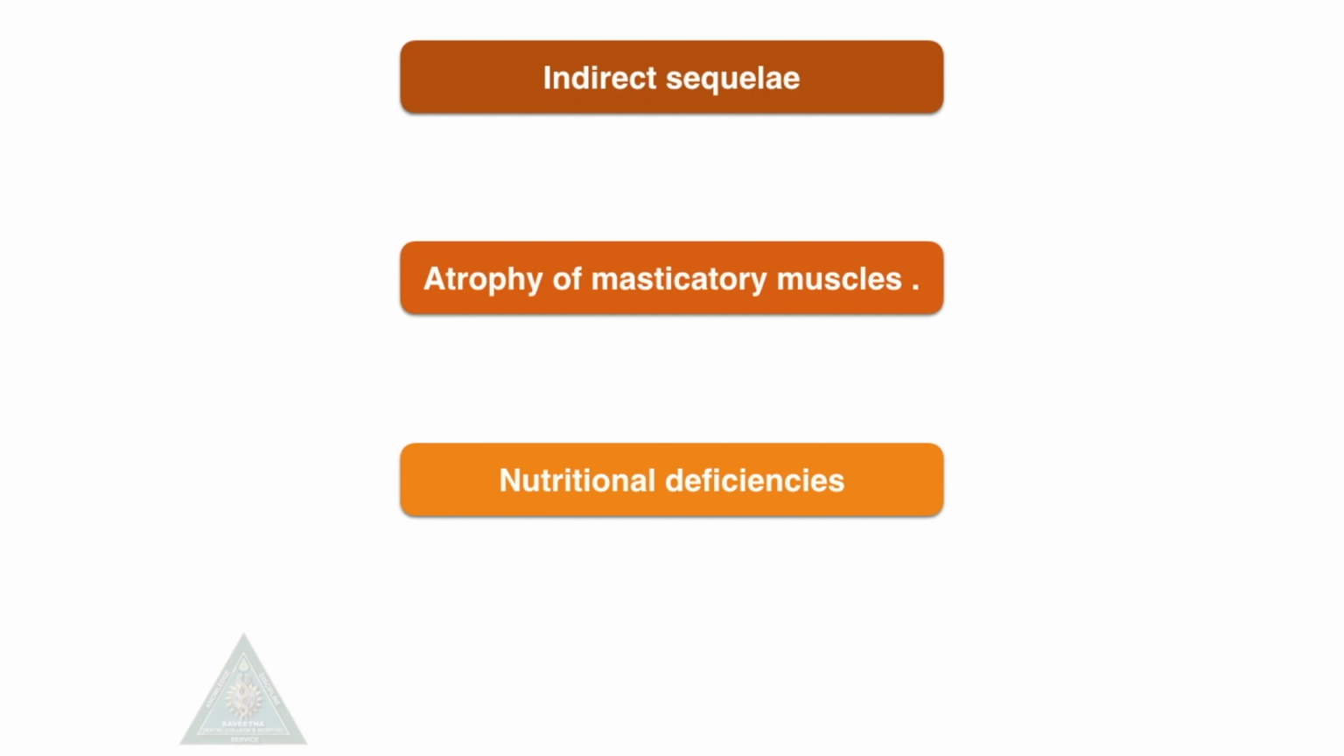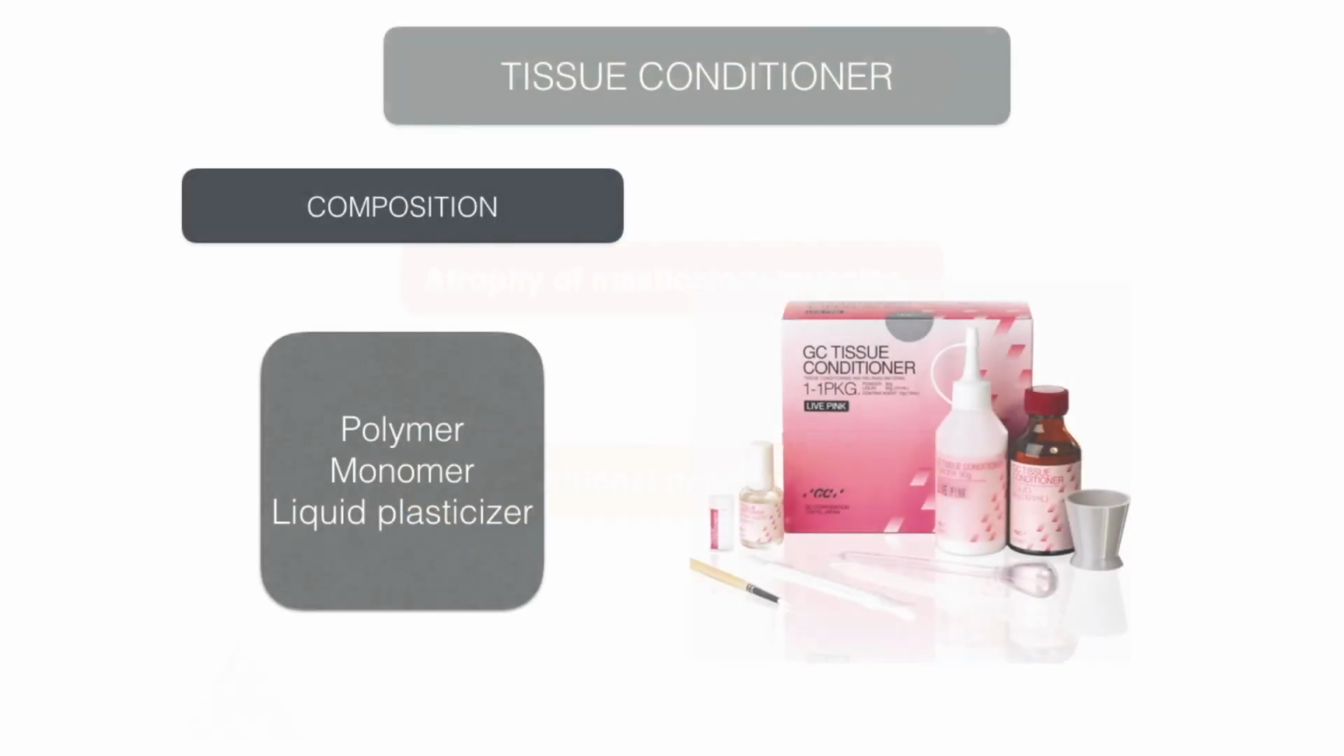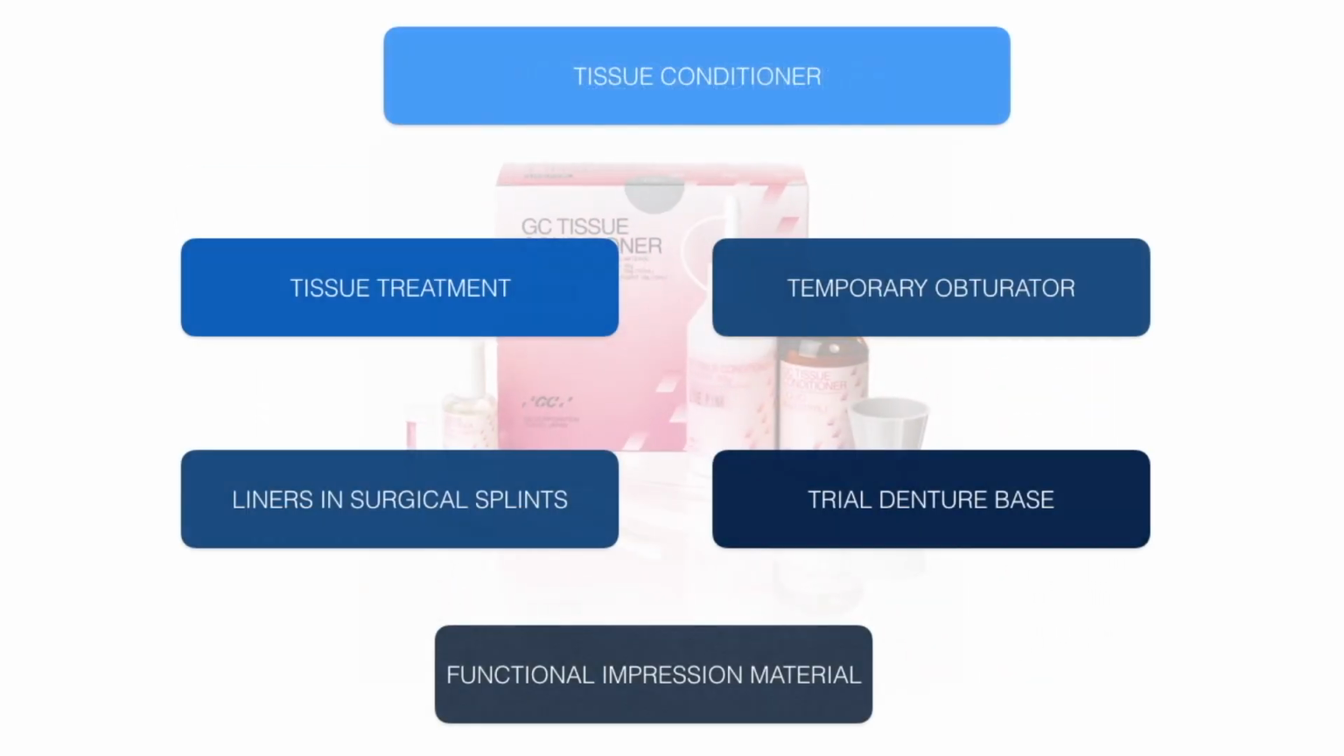Indirect sequelae of wearing a denture include atrophy of the masticatory muscles and nutritional deficiencies. Tissue conditioners are generally used to improve the health of the abused tissues. The composition of tissue conditioner is polymer, monomer and liquid plasticizers. The main uses of tissue conditioners are to treat the tissues, temporary obturators, liners and surgical splints, trial denture bases and functional impression materials.